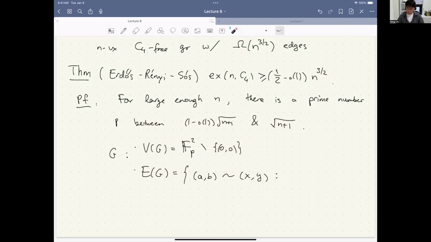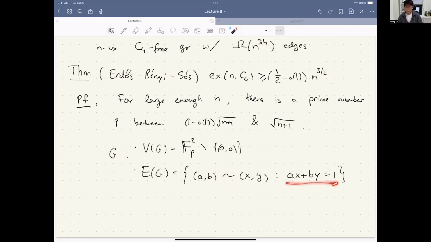So this just means they are adjacent in G. Or to be precise, I should use this symbol, but it's clear that we're talking about G here. They are adjacent if and only if they satisfy this equation. So what is this? This is a line, okay?